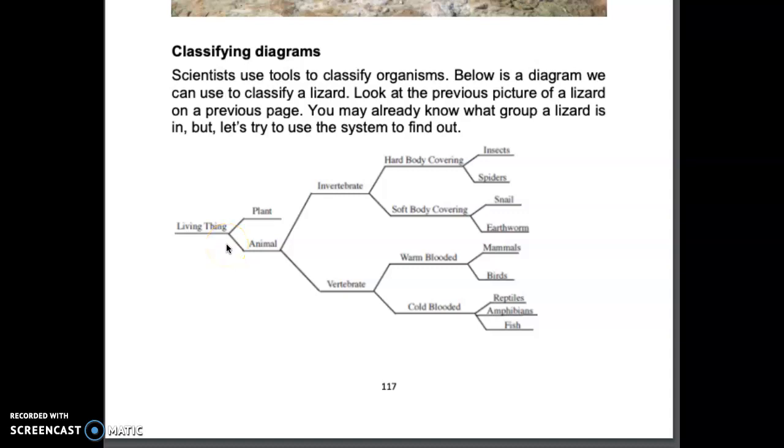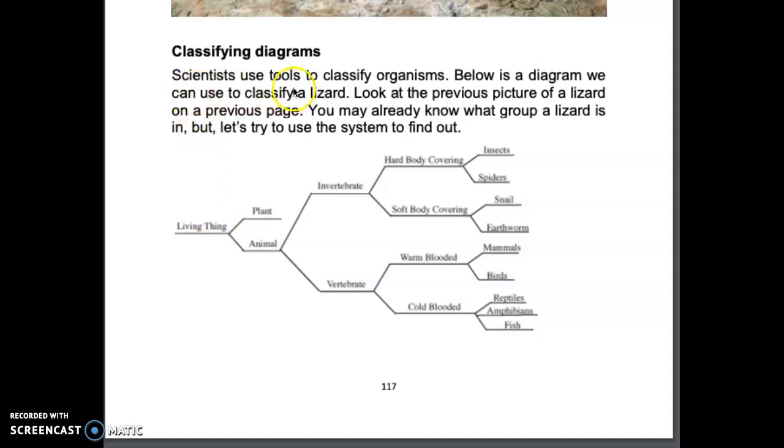Hello friends! Today we're talking about how scientists use diagrams to classify living organisms. We are on page 117 in your science notebooks. Please follow along with me. If you don't have a notebook, feel free just to watch the video.